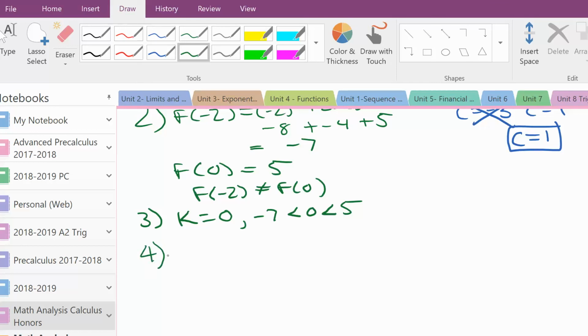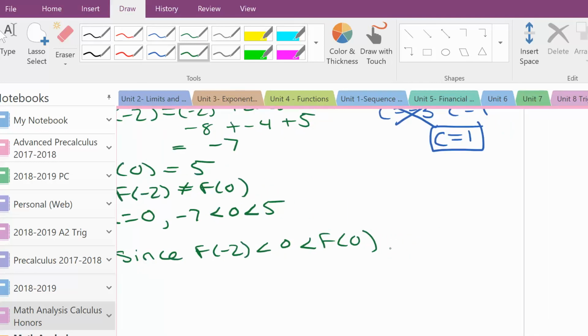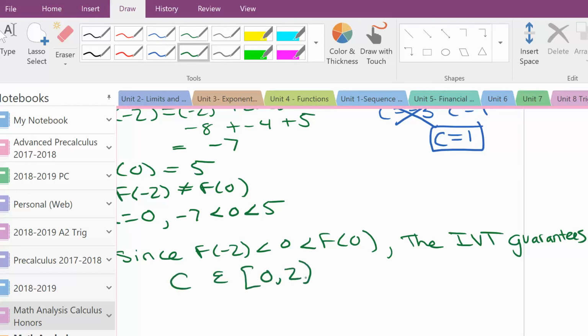So therefore, since f of negative 2 is less than 0, which is less than f of 0, or another way to say it is 0 is between f of negative 2 and f of 0, the intermediate value theorem guarantees that c exists between 0 and 2 such that f of c is equal to 0.